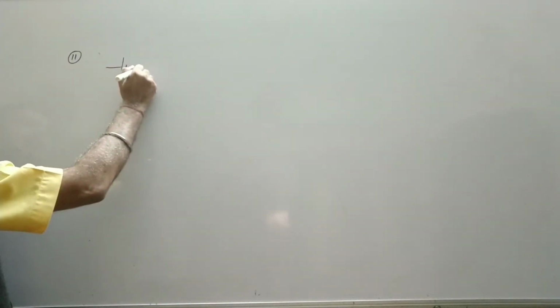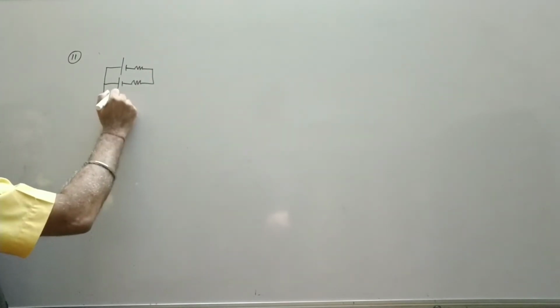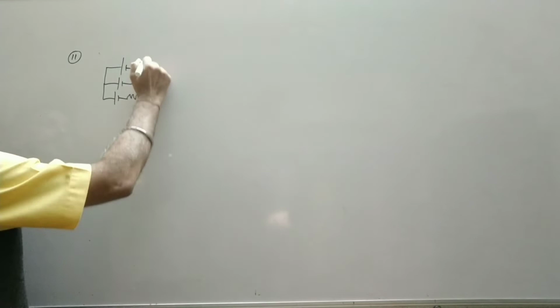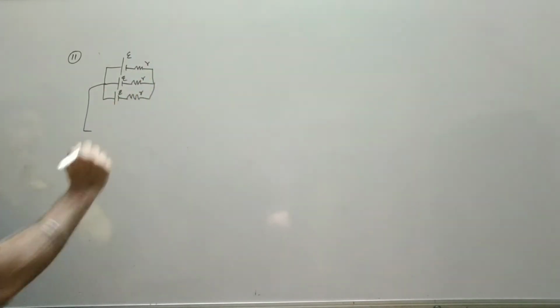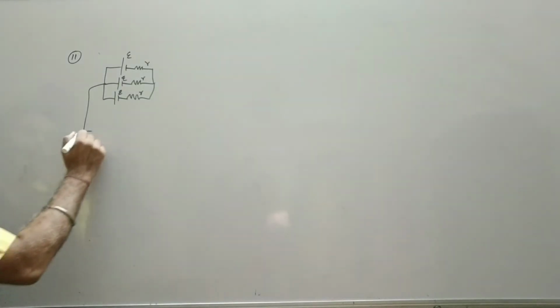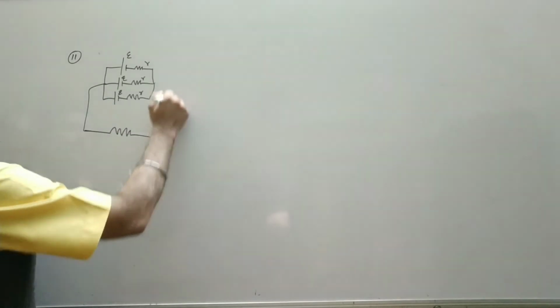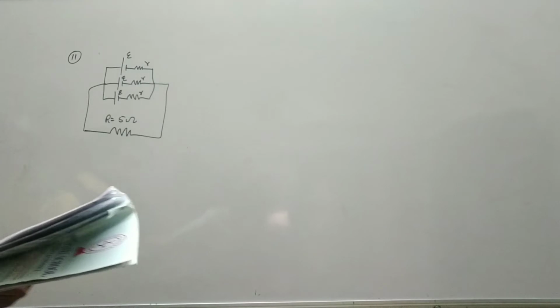3 identical cells, each of EMF 2 volt and unknown internal resistance are connected in parallel. So we have 3 identical cells, each having internal resistance same. All 3 are connected in parallel combination. So let the EMF of each cell be E. This combination is connected to a 5 ohm resistance. So this is a 5 ohm resistance. Let this be an external resistance capital R.